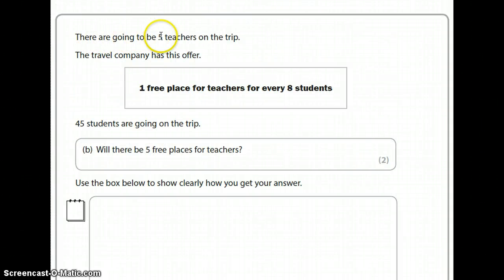There are going to be that many teachers on the trip. The travel company has this offer. That many free places for teachers for every that many students. That many students are going on the trip. Will there be that many free places for teachers? Use the box below to show clearly how you get your answer.